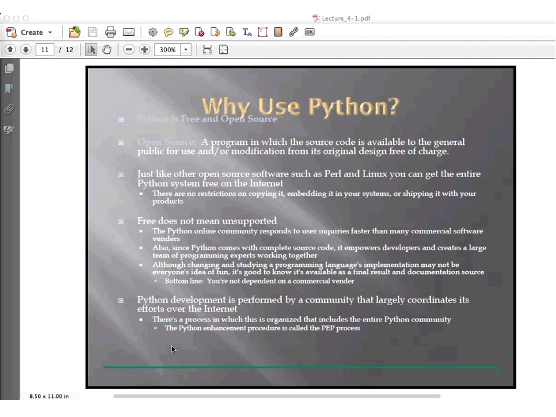And there's a lot of support available on the internet. You just look up Python, and you'll see there's a ton of stuff available.